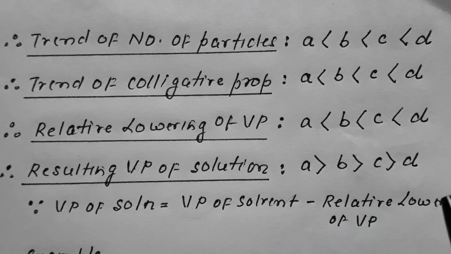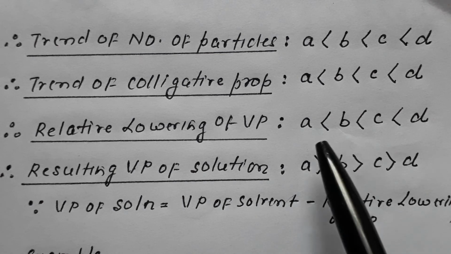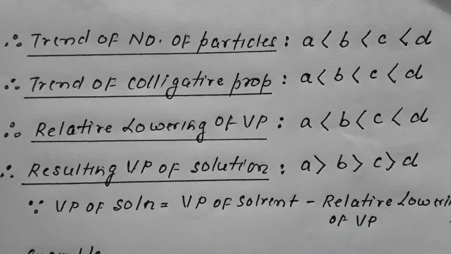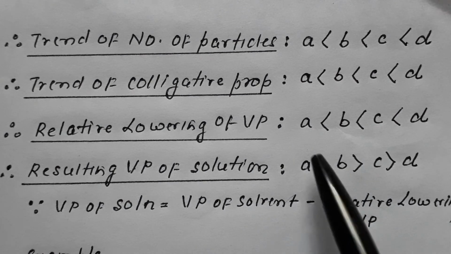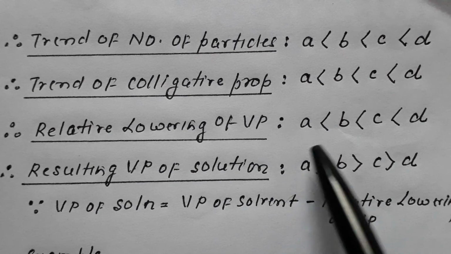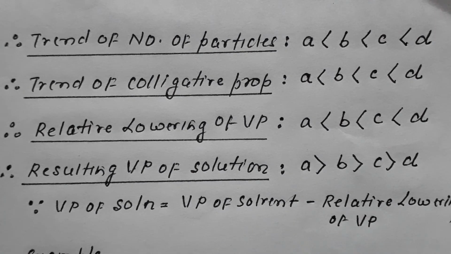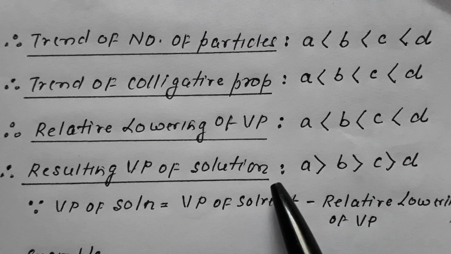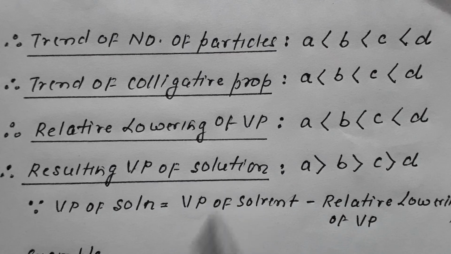The relative lowering of vapor pressure is least in A, highest in D. Therefore, what would be the trend of the resulting vapor pressure of the solution?